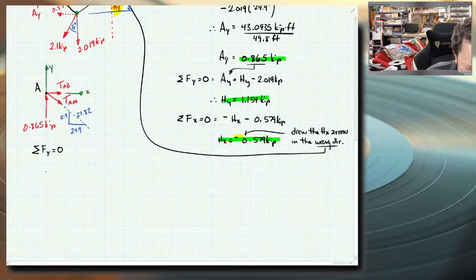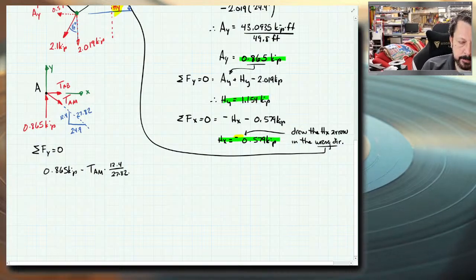All right, so that means 0.865 kips, that's the reaction at A, minus TAM times, I only want the y component, so 12.4 over 27.82. Or you could go find the angle that TAM is at, and do the actual sine or cosine of that angle, depending on what angle you actually measured.